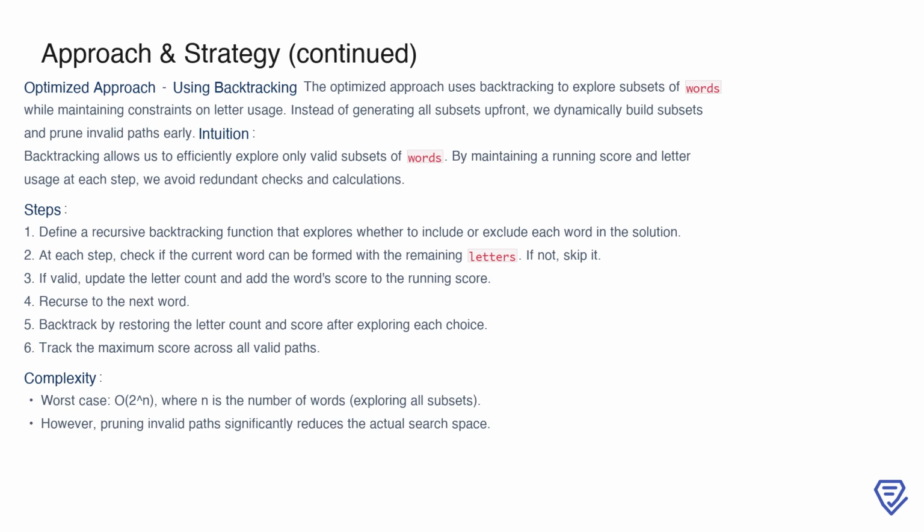At each step, we first verify if the current word can be formed using the available letters. If it cannot, we skip it. If it can, we temporarily update the letter count and add the word score to our running total before recursing to the next word. After exploring a choice, we backtrack by restoring the previous letter count and score, ensuring we maintain correctness for subsequent decisions.